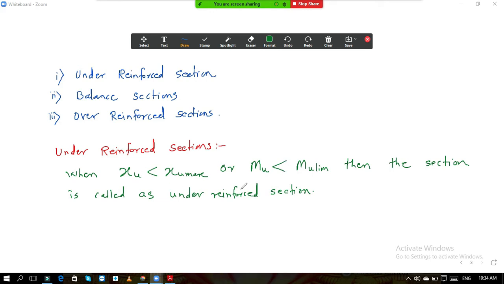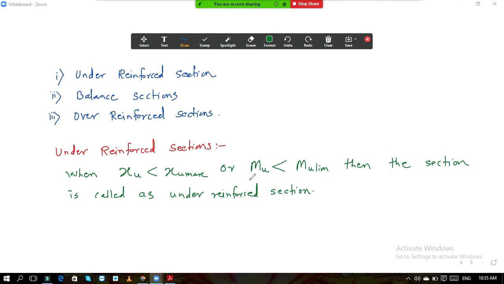In these types of sections, your steel will fail first, not the concrete. Reinforcement means steel; the word reinforcement is used for steel, and under means below its level. So in these sections first the steel fails, and then the concrete fails. Generally we try to design under reinforced or balanced sections. Why under reinforced? Because whenever steel fails, we see the sign before the failure.